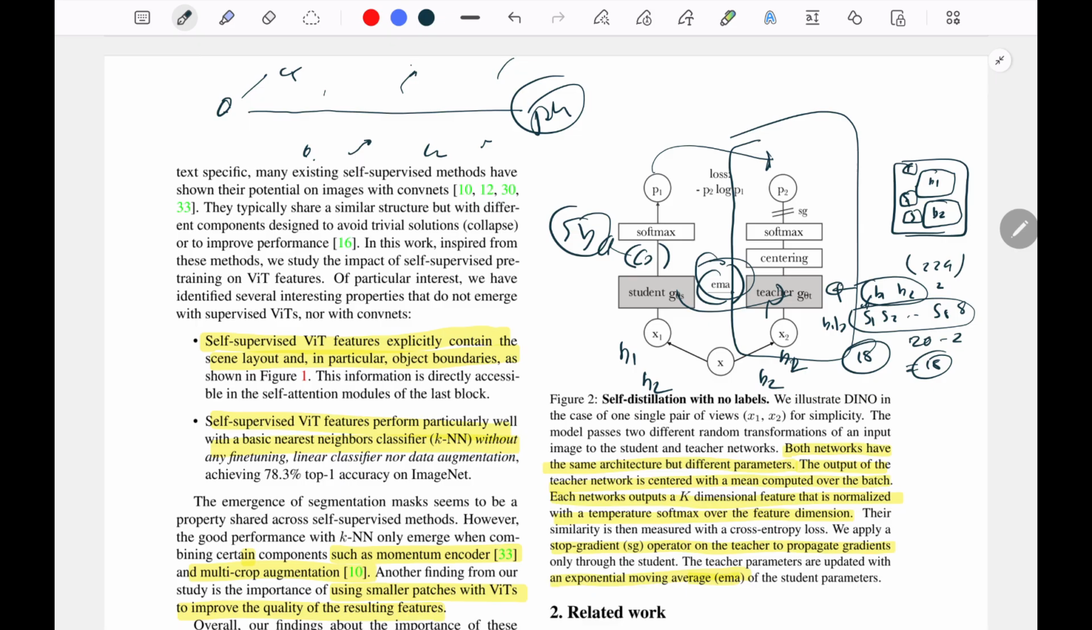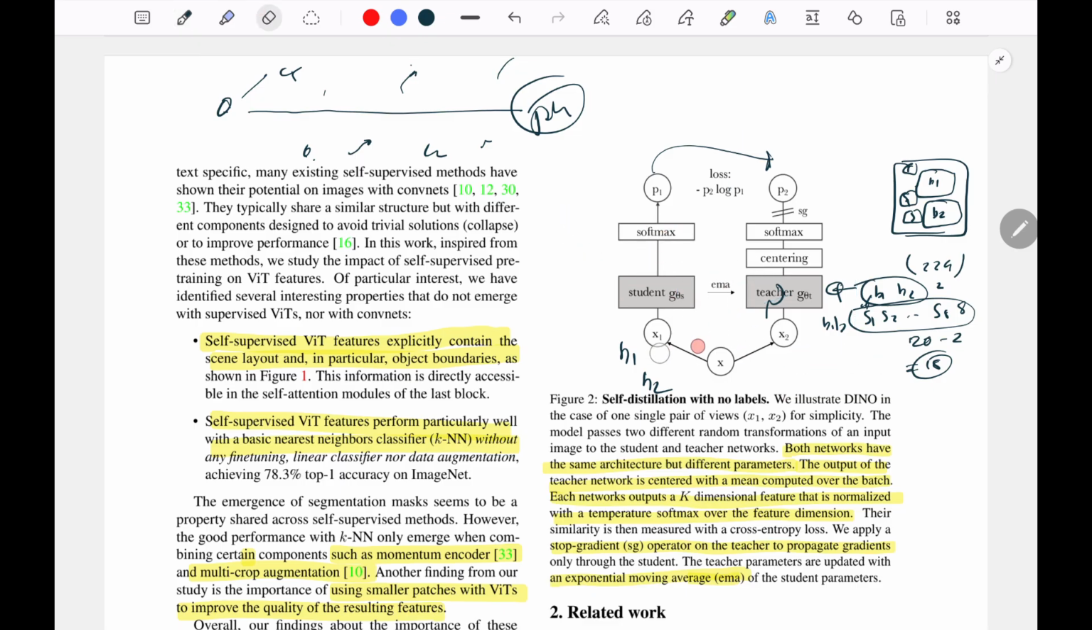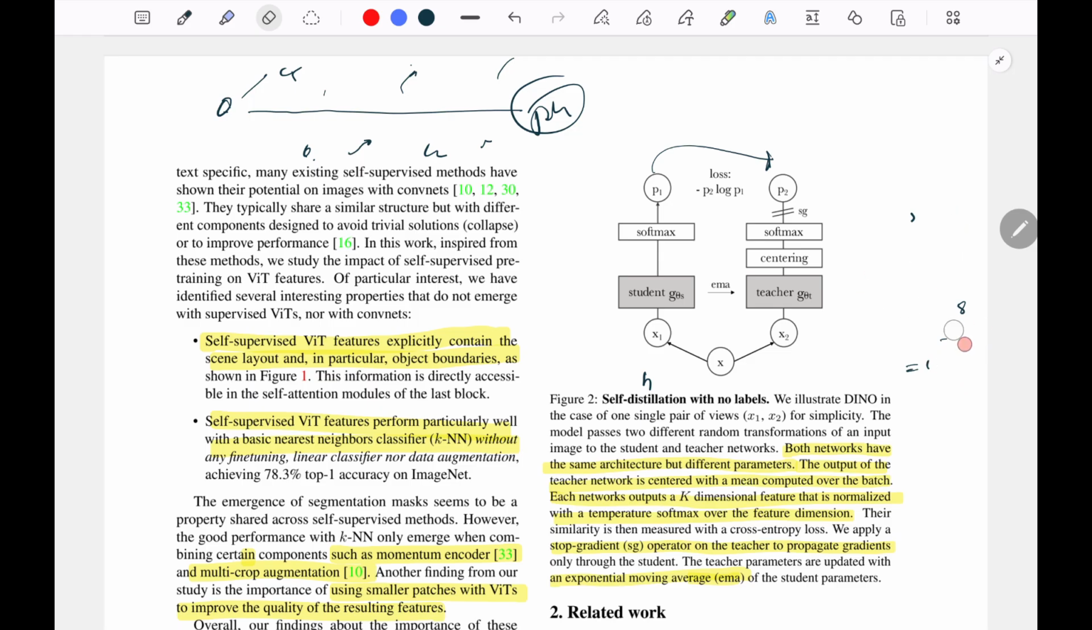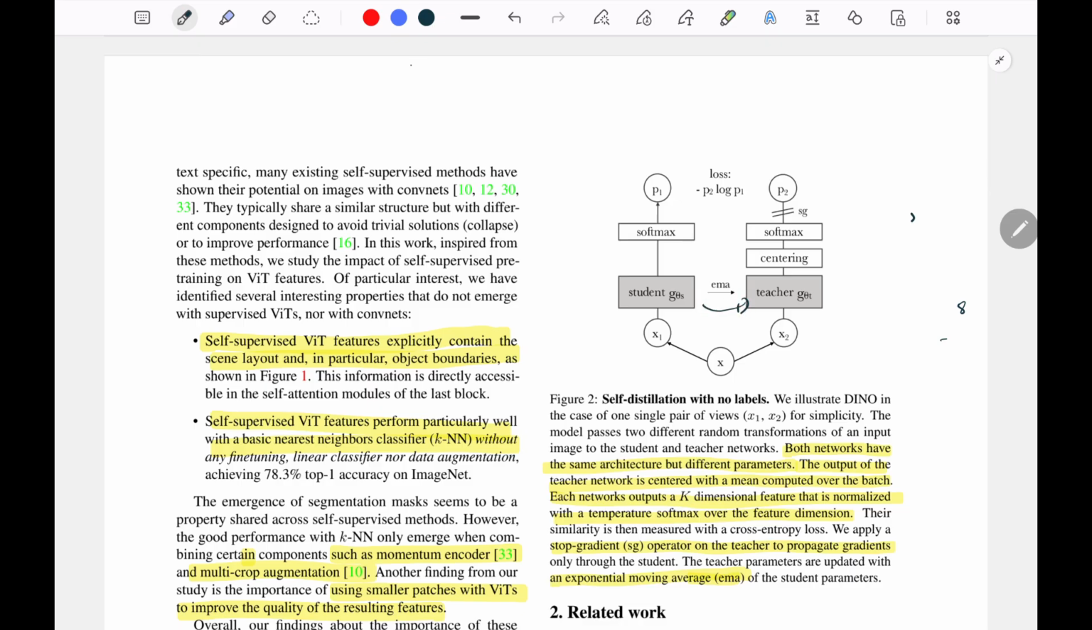Here you should know that they do EMA twice, at two places. One place is here when they copy the weights. The other place is centering. In centering, they take the mean of the output and do an EMA with the last mean. So EMA actually happens twice: centering is an EMA, and the weight copying is also an EMA.